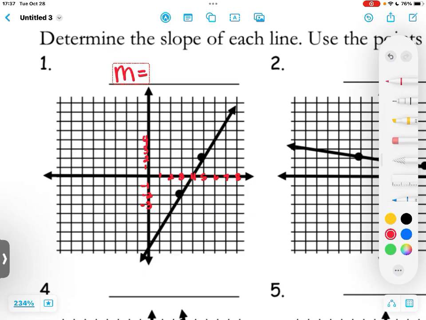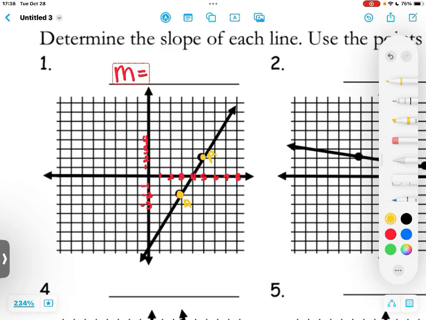Now we're going to be using the points that they're given. We're not going to be creating our own points here. So if we look at this line, the first point that we come across, we're just going to call this point A. No particular reason. I'm going to call it point A. And we're going to count how far to go to get to point B. Now, since we do rise over run, I am going to go up or down first.